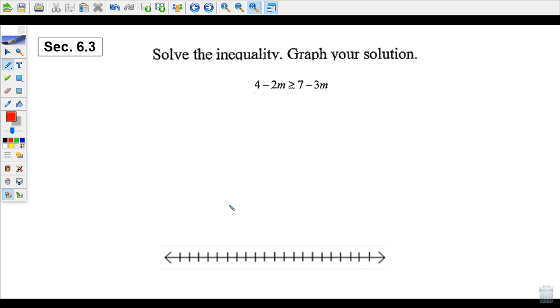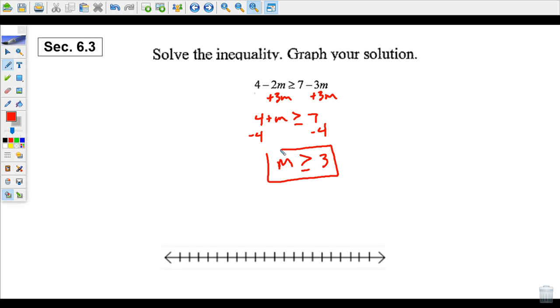Here's another inequality, just a basic inequality, only one inequality symbol, no absolute values. So we solve this just like an equation. I'm going to take the smaller of my variable terms and move it. That would be the -3m. So I'm going to add 3m to both sides. That would give me 4 plus m is greater than or equal to 7. Then I'm going to subtract 4. And that says m is greater than or equal to 3.